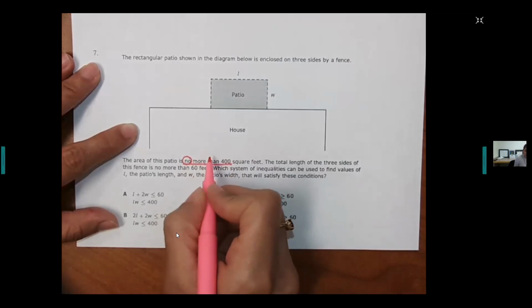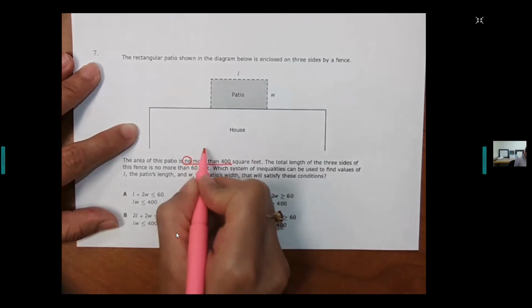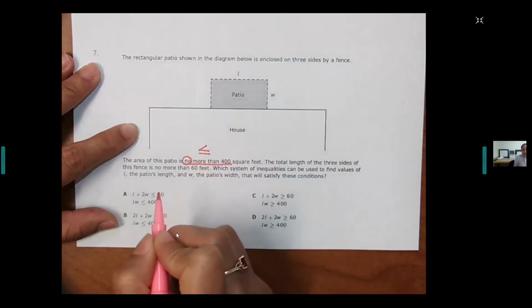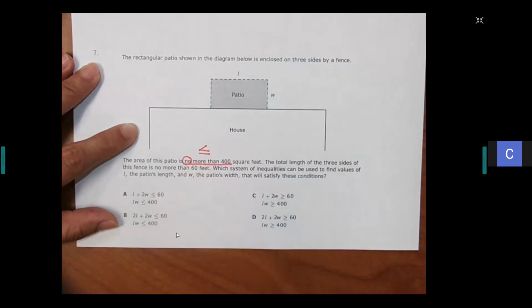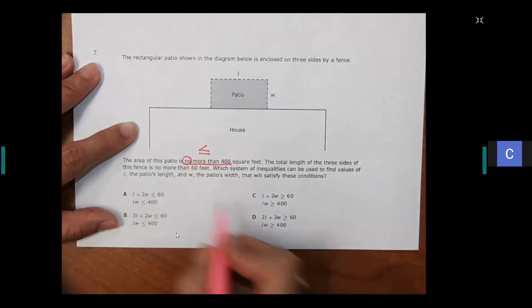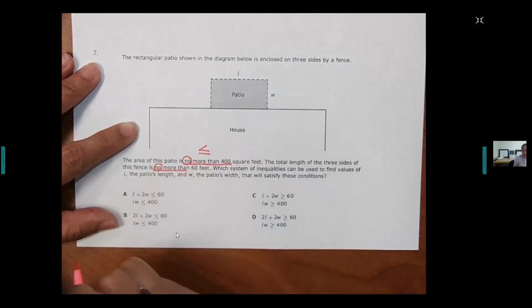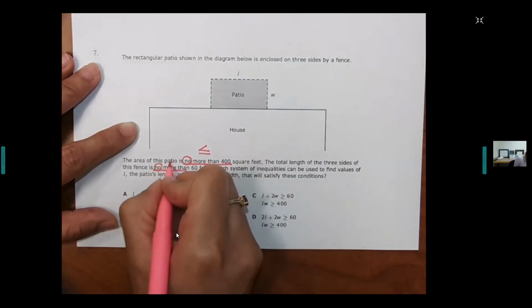Okay, so what would be the inequality? It will be the L one, because it actually needs to be that or less, like 400. Yes. Less than or equal to. Perfect. And then next sentence: the total length of the three sides of this fence is no more than 60 feet. No more than. Same thing, same keyword. Less than or equal to.